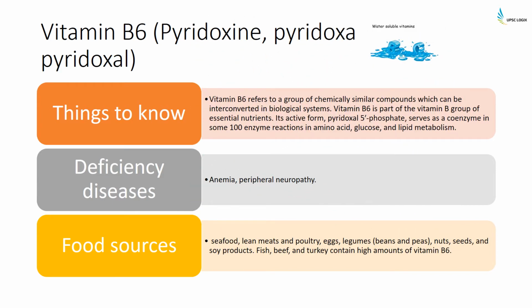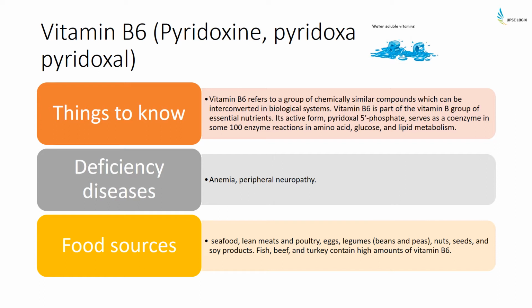The next in the list of vitamin Bs is vitamin B6, also known as pyridoxine or pyridoxal. Vitamin B6 refers to a group of chemically similar compounds, and these are interconverted in biological systems. Vitamin B6 in its active form, pyridoxal 5-phosphate, serves as a coenzyme in over 100 enzyme reactions in amino acid, glucose and lipid metabolism.